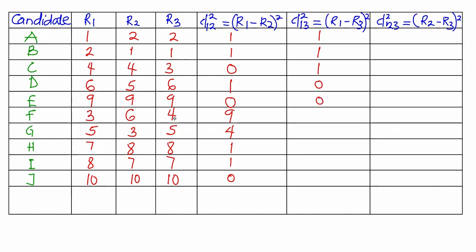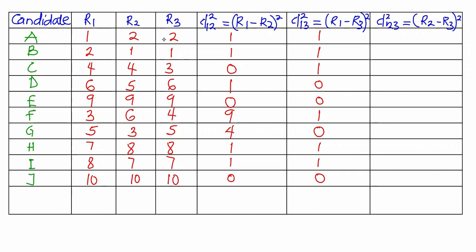3 minus 4 is -1. And the square of -1 here is 1. 5 minus 5 is 0. The square of 0 is 0. 7 minus 8 is -1. But the square of -1 is 1. 8 minus 7 is 1. The square of 1 is 1. Now 10 minus 10 is 0. And the square of 0 is 0. We continue, find the difference and squaring for the rank 2 and 3.